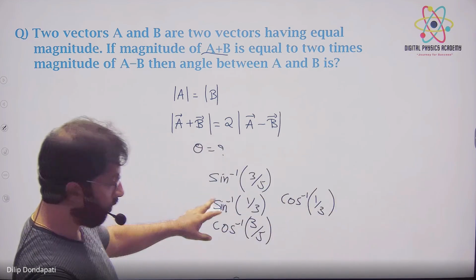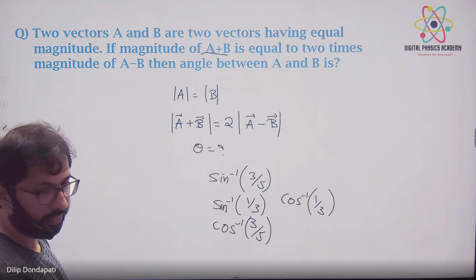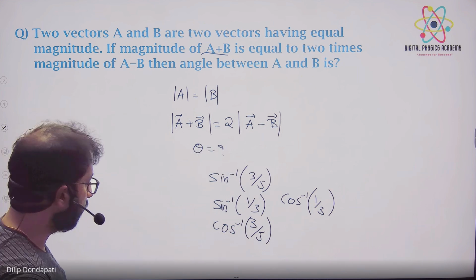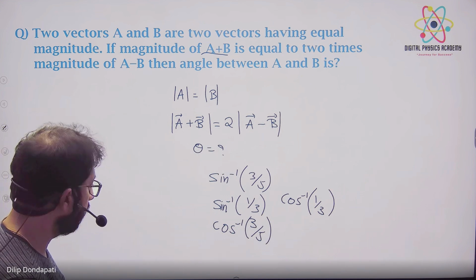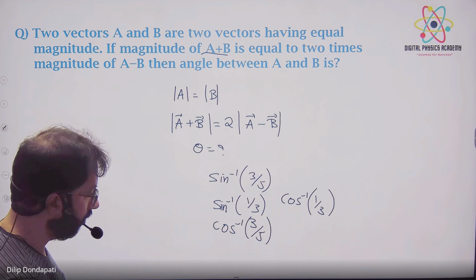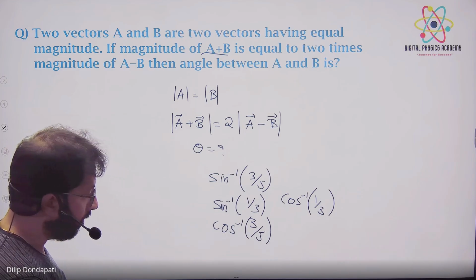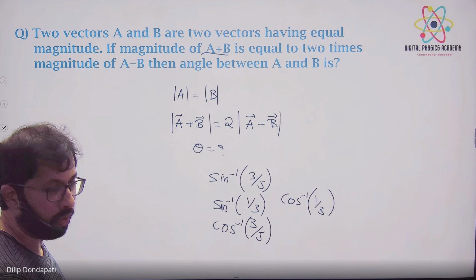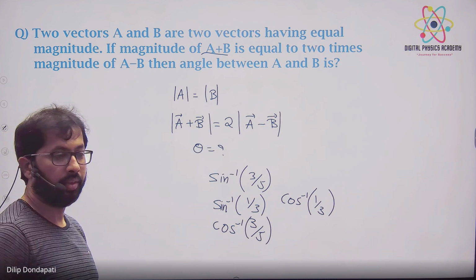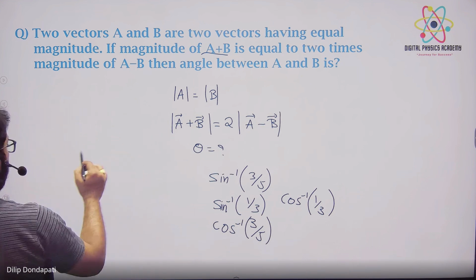So this is 90. Options are given to you. Sir, is it cos inverse 1 by 3? Cos inverse 1 by 3. We will see. This is a JEE Mains question. Yes, take the formula, what is the formula? Root of. So I got theta is 90 degrees. I forgot inverse.